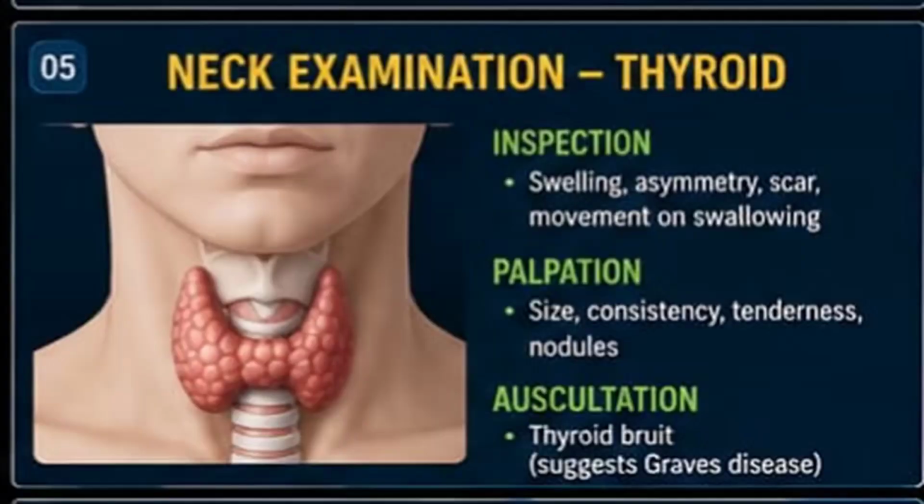Now examine the thyroid gland. Inspect the neck for any swelling and observe whether it moves during swallowing. Palpate the thyroid to assess its size, consistency, tenderness, and the presence of nodules. Finally, auscultate for a thyroid bruit. A thyroid bruit is highly suggestive of Graves' disease.